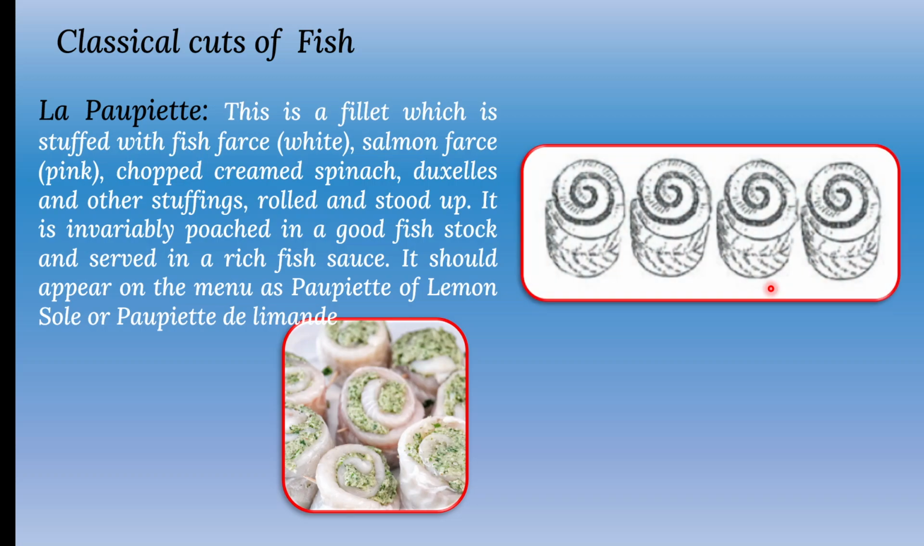You can see this. That means a fillet of fish which is stuffed and then rolled into a cylindrical shape. While stuffing, we can use fish, we can use creamed spinach, we can use duxelles mixture and other stuffing as well. Then it is rolled and it looks like this. This arrangement is known as paupiette, stuffed and rolled into a cylindrical shape.